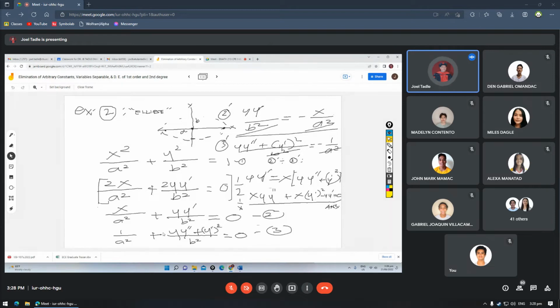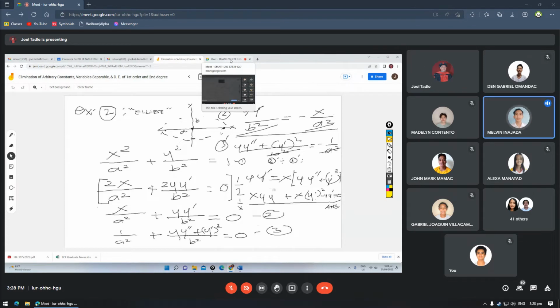So there is a second term, y y prime over b squared. What rule did we use here? What formula did we use? Product rule, sir. Product rule, yes.